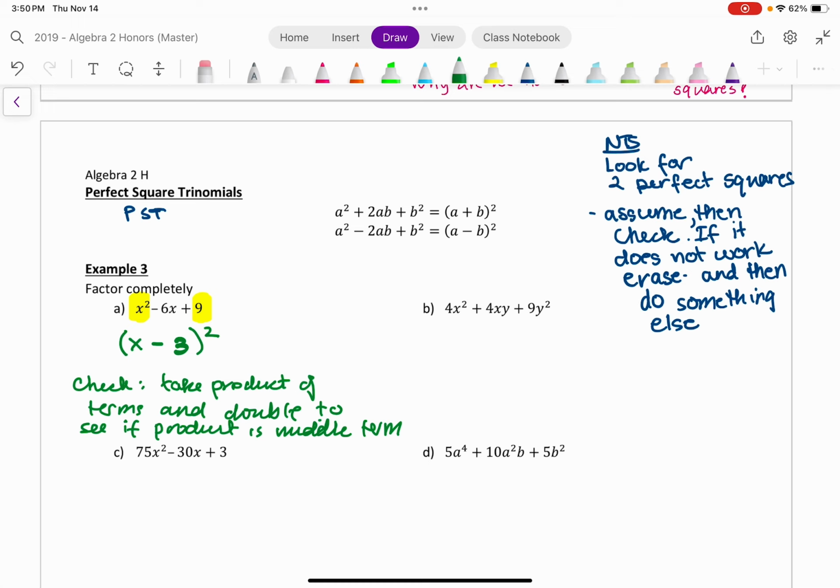So if I take the x and the negative 3, x times negative 3 is negative 3x, and doubled, I get negative 6x. Is that the middle term in there? If the answer to that is yes, you are done. You have factored correctly. If the answer is no, you're going to erase what you just did and try something else.